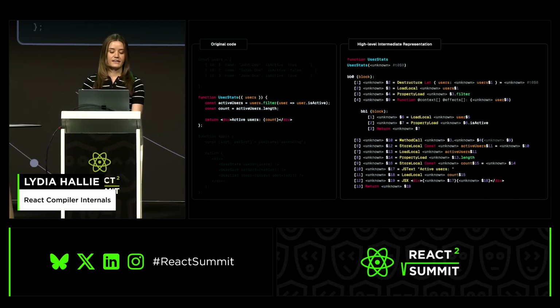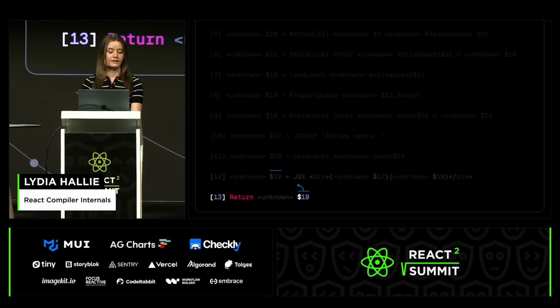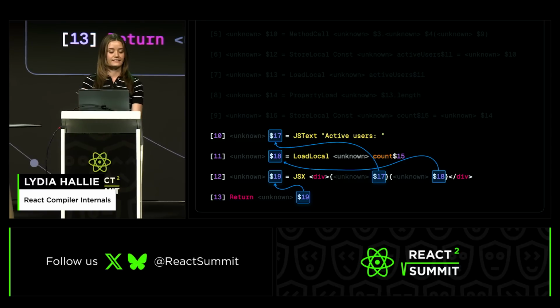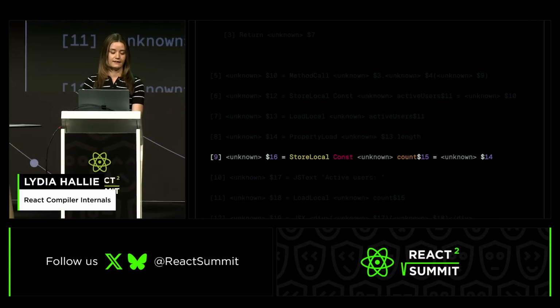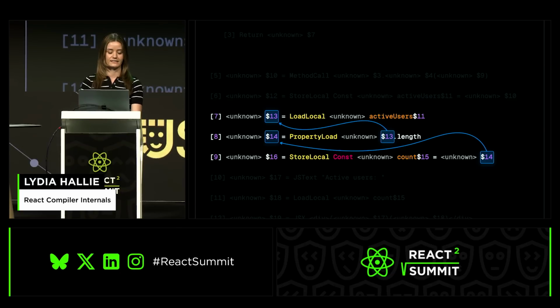So now the compiler has a much clearer picture of every single operation, but especially how the data flows within the code. For example, we can now see that instruction 13 returns variable 19, which contains the JSX created in instruction 12, and this JSX element in turn combines the text from variable 17 and the dynamic count value. So these are all connected. And in the same way, instruction 9 loads the value from variable 14, which in turn uses the value stored at 13 to access the length.